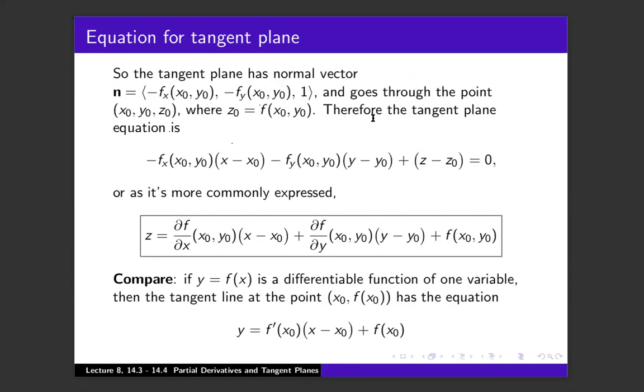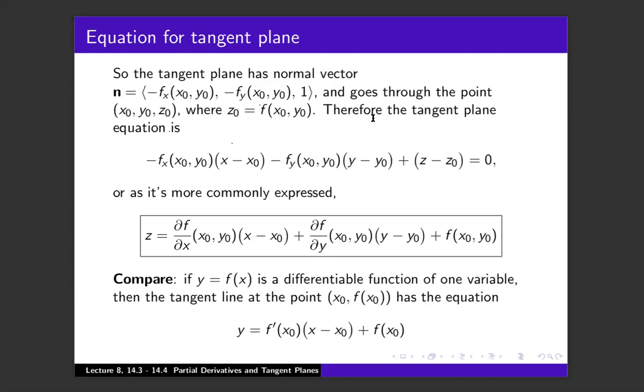Now, it's a little more common to express this so that z is on its own. So you can express this a little more commonly as the derivative with respect to x at (x naught, y naught) times x minus x naught, plus the derivative with respect to y at (x naught, y naught) times y minus y naught, plus the evaluation at (x naught, y naught), so f of x naught, y naught.